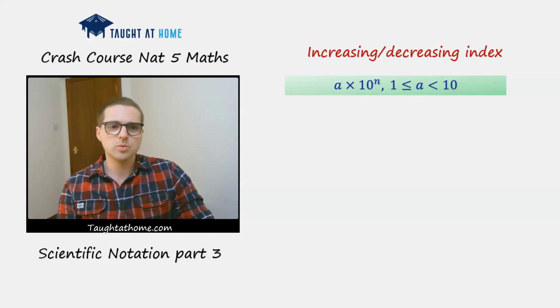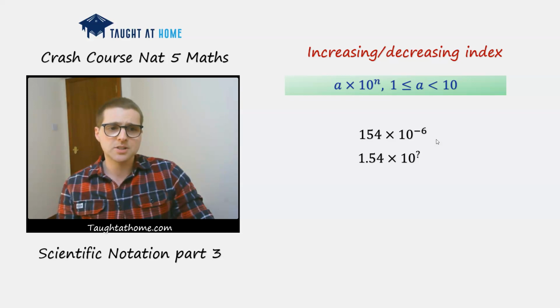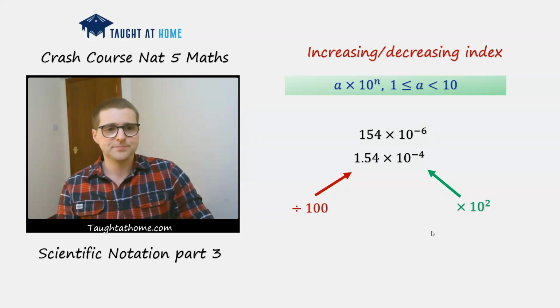Okay, let's have another example. We've got 154 times 10 to the minus 6. Again, we want the decimal point between the 1 and the 5 here, so we're going to be shifting the decimal point 2 places. So we're actually dividing this number by 100. So we have to multiply this side by 100. So we're actually going to be adding 2 to negative 6. So this will be 1.54 times 10 to the negative 4.